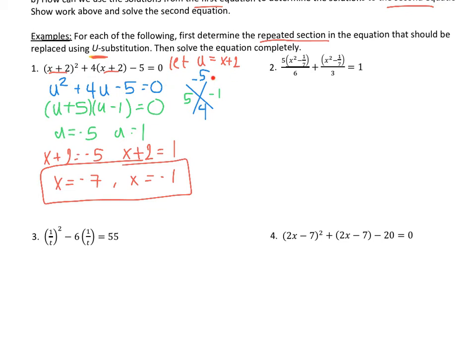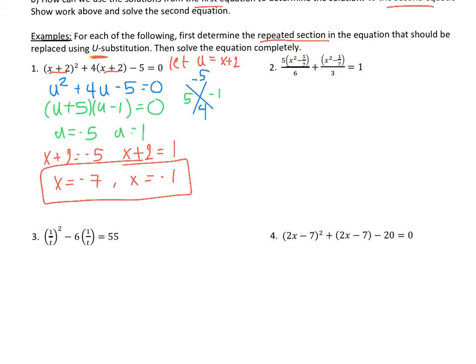We temporarily substitute u in, get u by itself, replug x + 2 back in, and then we have our solution. All right, let's look at number 2. So I've got a lot going on here. Let's first look for the repeated section that we can make the u substitution for. So this one, we see 5 times this big section (x² - 1/7) all divided by 6, plus (x² - 1/7) divided by 3 equals 1.